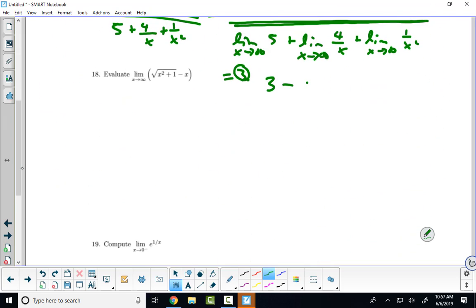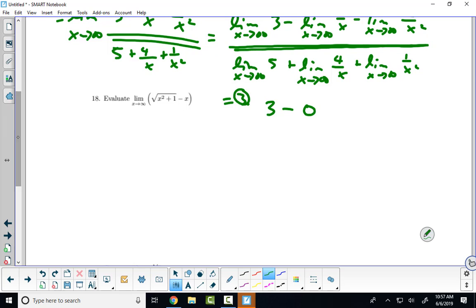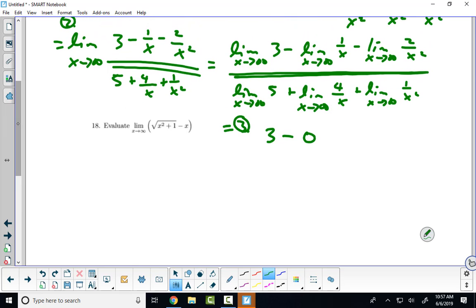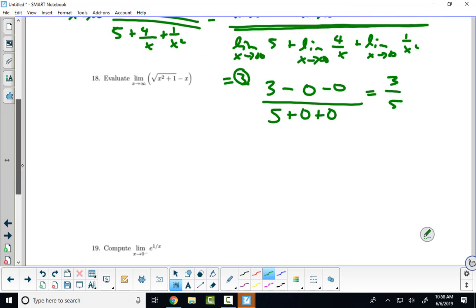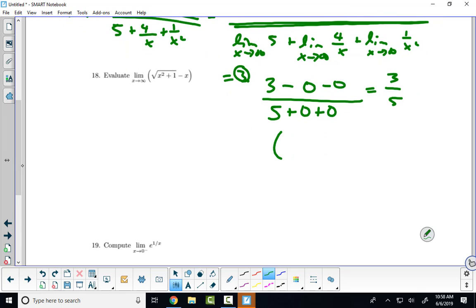So this is 3 minus 0. How about this limit here? It's also 0, right? Minus 0, all over 5. What's this limit here? Plus 0. Plus 0. What am I left with? 3/5. So I didn't ask you to do it, but what did we just show? We just showed that we have a horizontal asymptote at y equals 3/5.